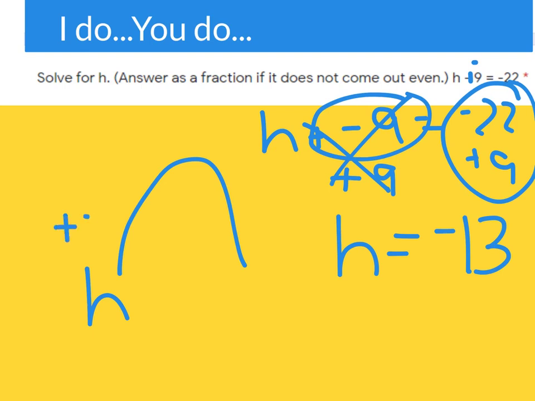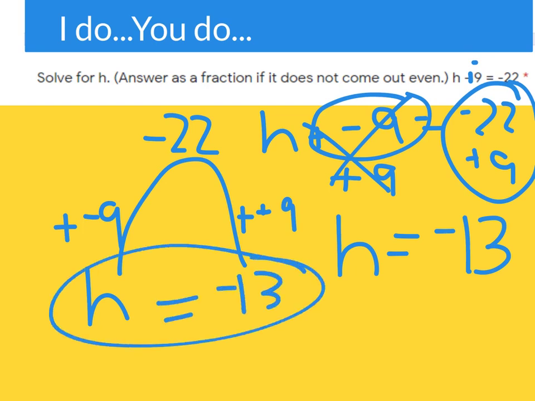There was an h. They added negative 9, they got negative 22. So I need to minus a negative 9, which really is the same as leave, change, opposite. Negative 22 plus 9, different sign, subtract, sign of the larger, and again, h equals negative 13.